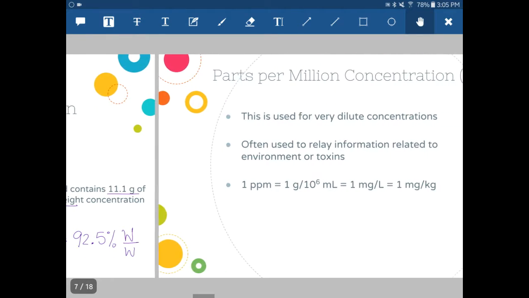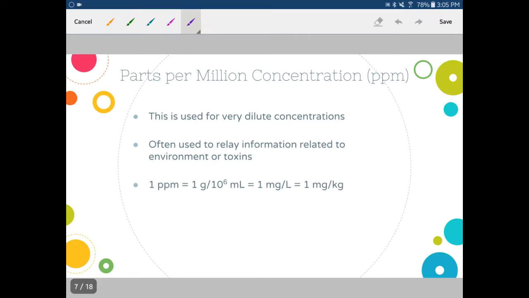Let's take a look here. So this next concentration calculation, our second type of concentration calculation, is called parts per million concentration, or ppms. You might be familiar with ppms. This is used for very, very dilute solutions, when we're dealing with a very small amount of solute in our solution.